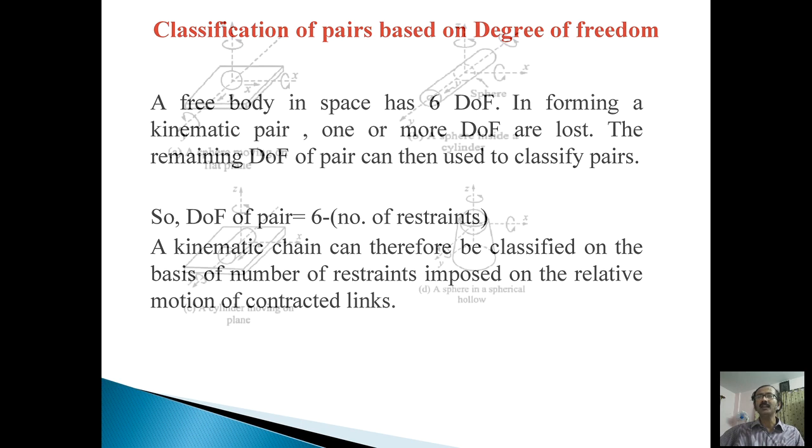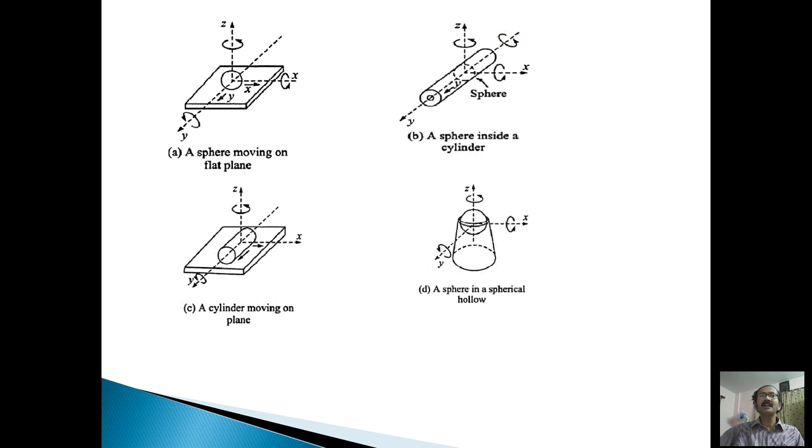Now in the first diagram, diagram A, a sphere moving on a flat plane. So in this case, the number of restraints on the translatory motion is only 1, and there is no restraint in the rotary motion. So the total number of restraints is 1. In this case, it is in the class of pair 1 and its degree of freedom is 5.